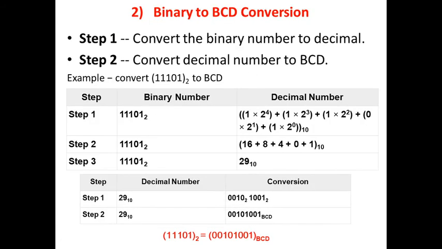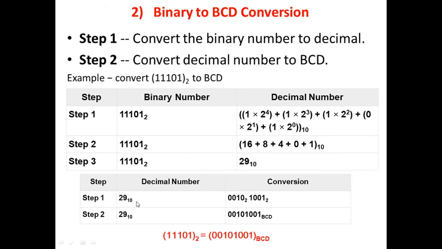Next is binary to BCD conversion. This is the reverse. A binary number will be given to you. You first convert that number into a decimal number. It's a reverse procedure. Convert it into decimal, that is, assign the index weights, multiply and add them. So 11101 is your 29 in decimal.